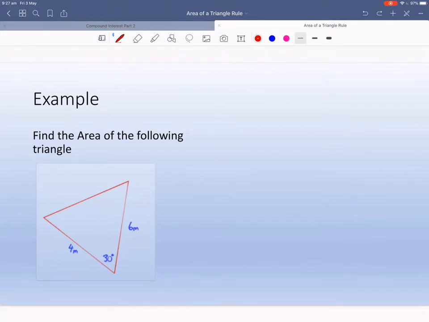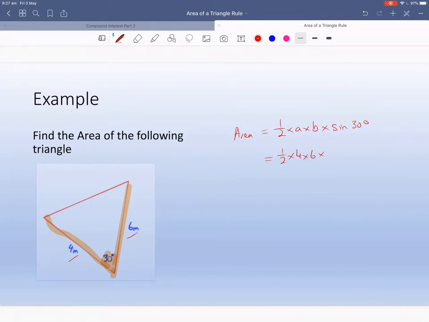Let's find the area of this triangle. We've got all this information, and notice the really important information: we've got two sides and its included angle. So let's go for it. Area equals half times a times b times sine 30. Now a and b are just 4 and 6, so it's going to be half times 4 times 6 times sine 30.